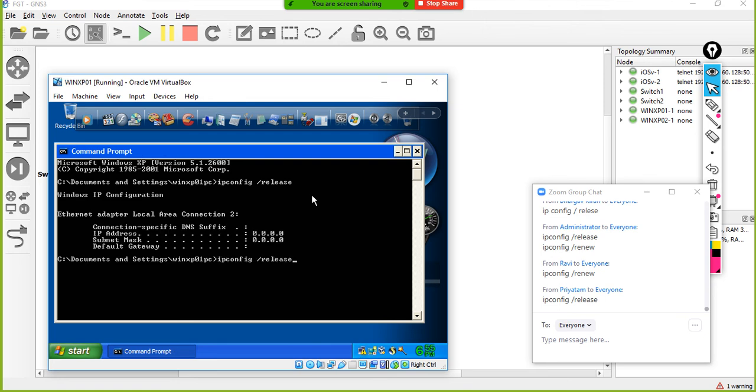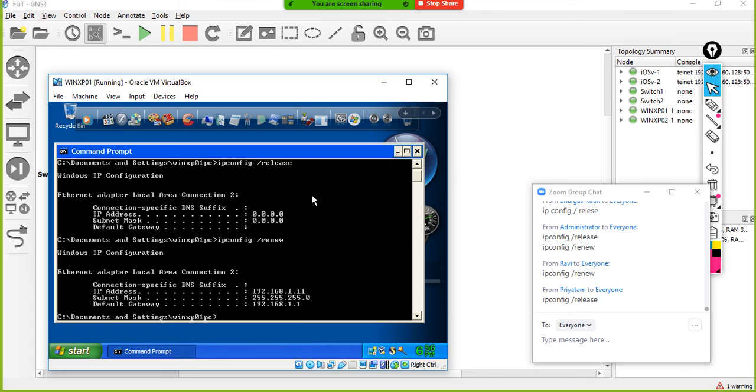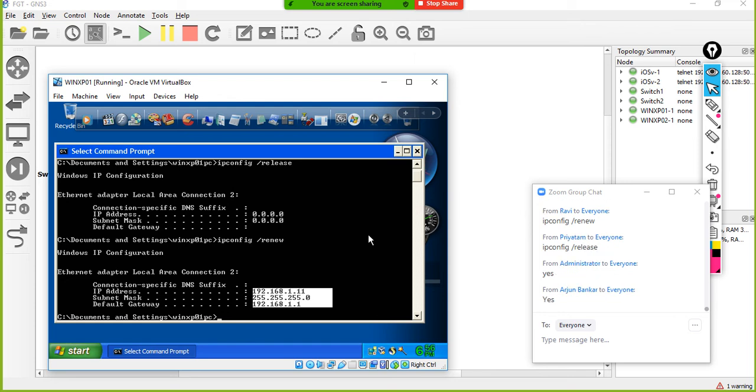Now, after this, what is the command we need to type? Renew. Now, let's go and see whether it's going to contact the DHCP server or not. See, it got the DHCP server and it took the IP address. Are you able to see that, everybody, guys? Yeah. Now, why did it start from 1.11? Why doesn't it take 1.10 or 1.2 or 1.3?